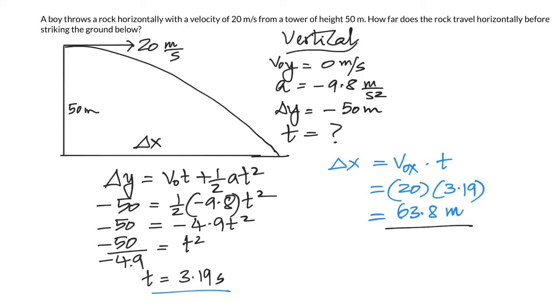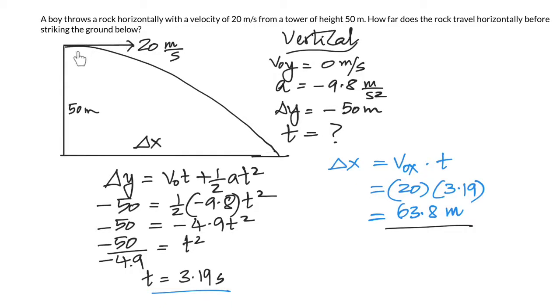Now in this question, I've made a small change in that the boy is throwing the rock horizontally. So there is no angle here. He's throwing it horizontally with that velocity of 20 meters per second from the same tower. And again, you have to find out how far the rock travels horizontally before striking the ground below.